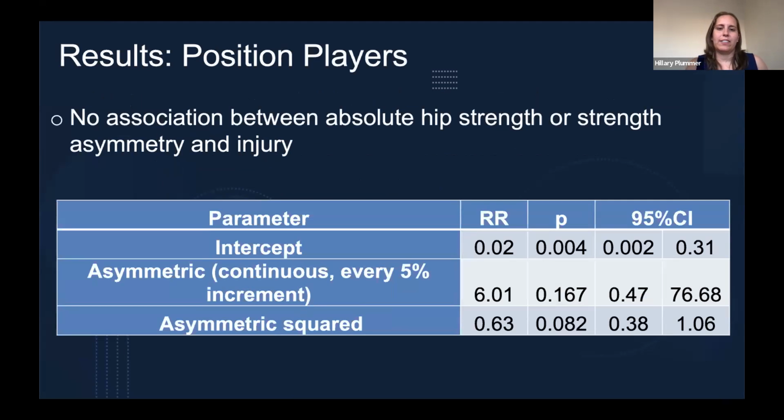And for position players, there was no association between either absolute hip strength in the lead or the trail leg, or strength asymmetry, and injury. But again, there were only 6 injured players.